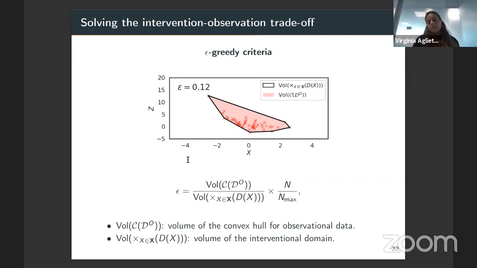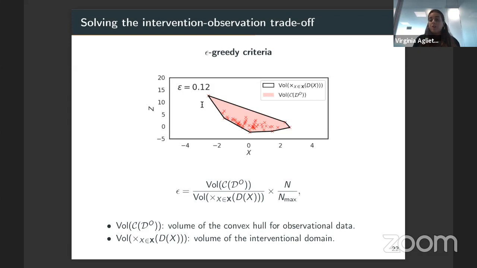The intuition is that if my observational data cover very well the interventional domain that I'm interested in exploring, then I don't need to spend money and perform interventions, because I can recover pretty well what the causal effect will be just by do computations. If instead the part of the interventional domain that is covered by the observational data is very small, like in this case, it's only this specific region, which is the convex hull of the observational domain, then I need to intervene and get interventional data in order to find out what happens, for instance, in this region.